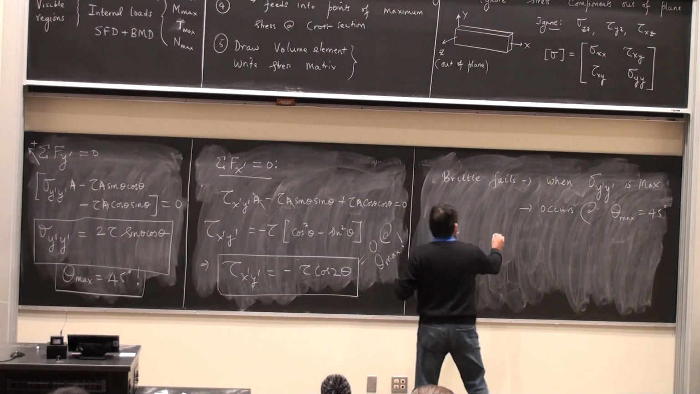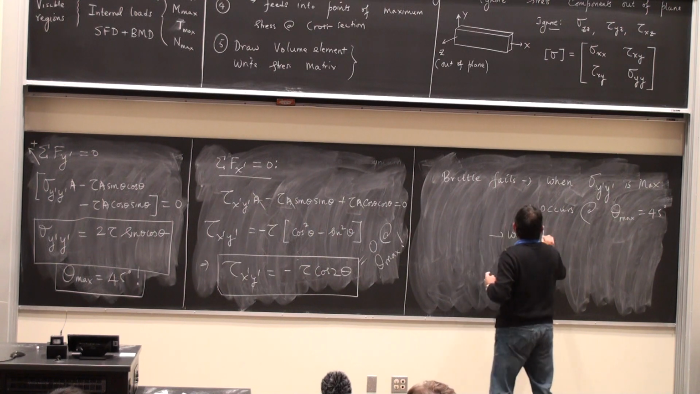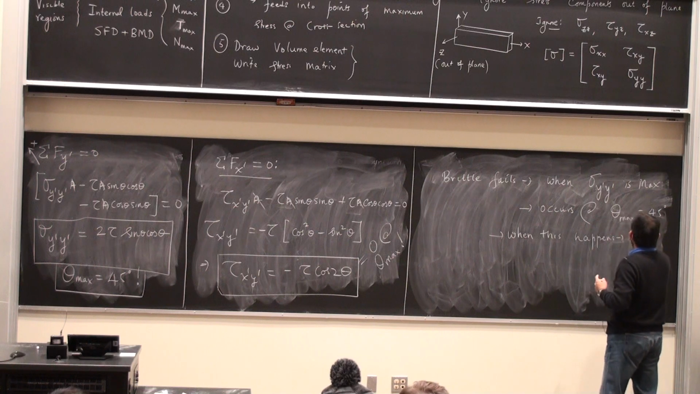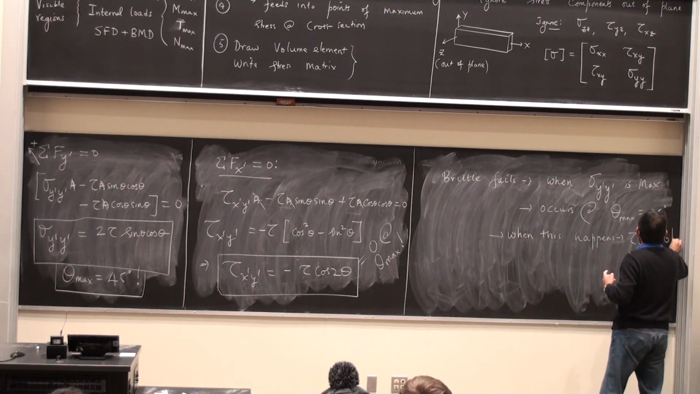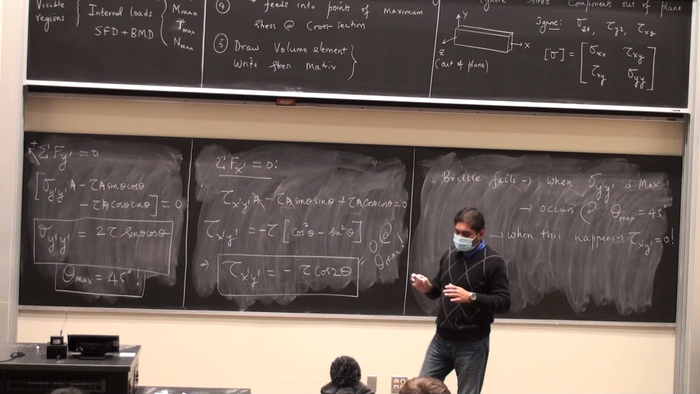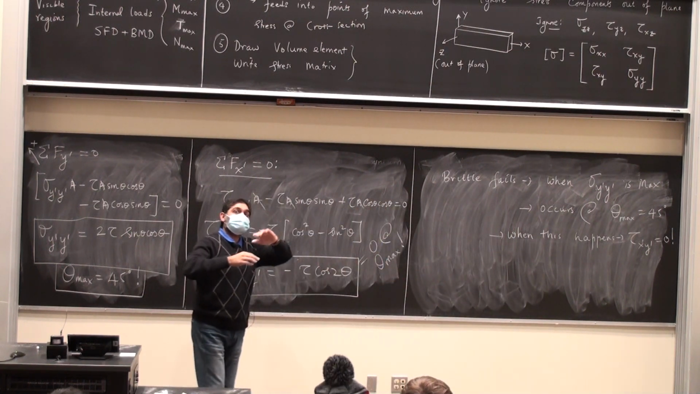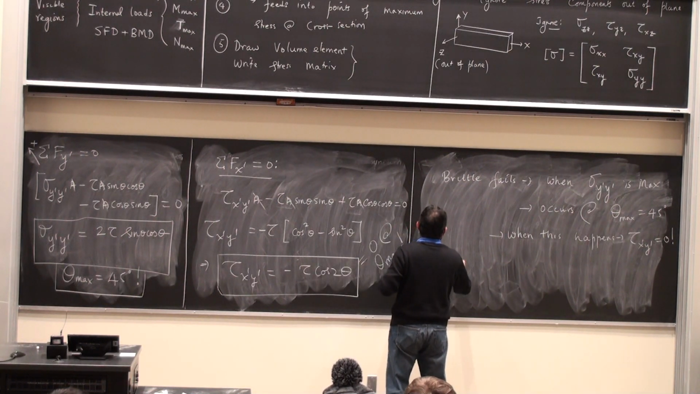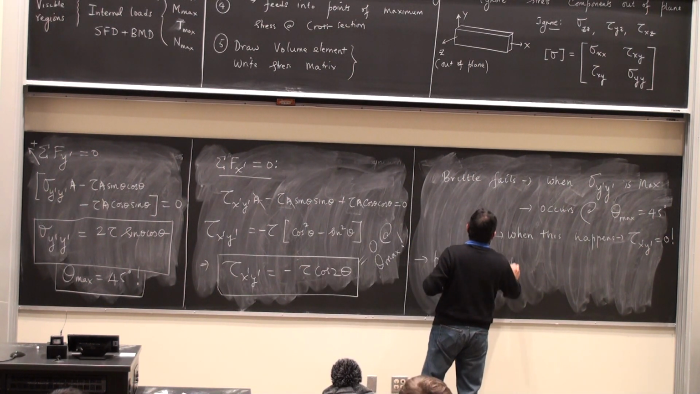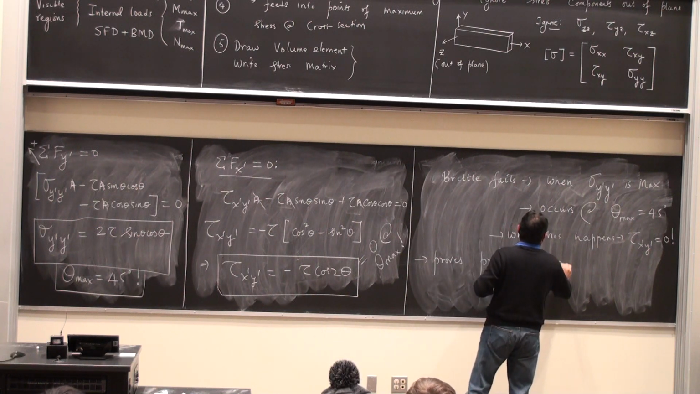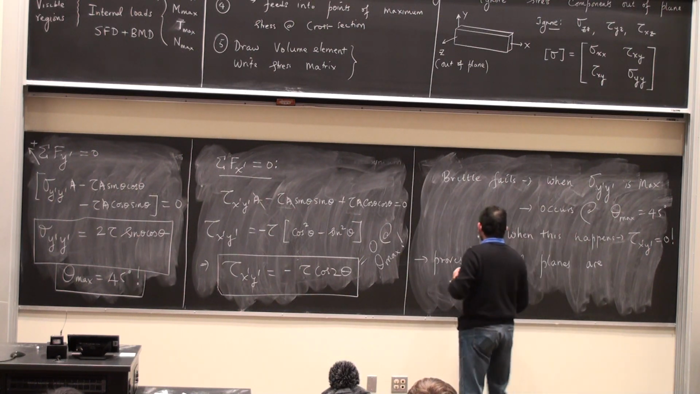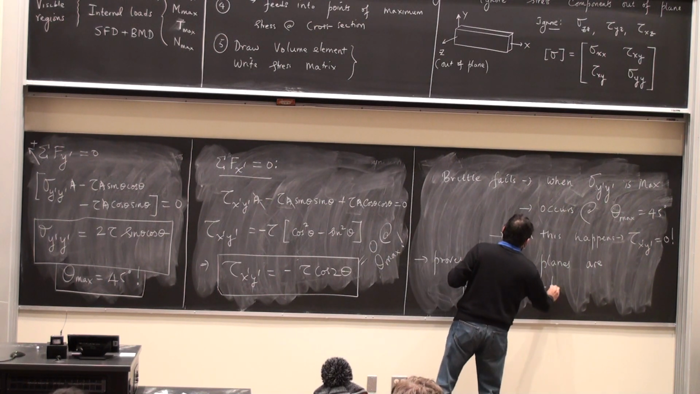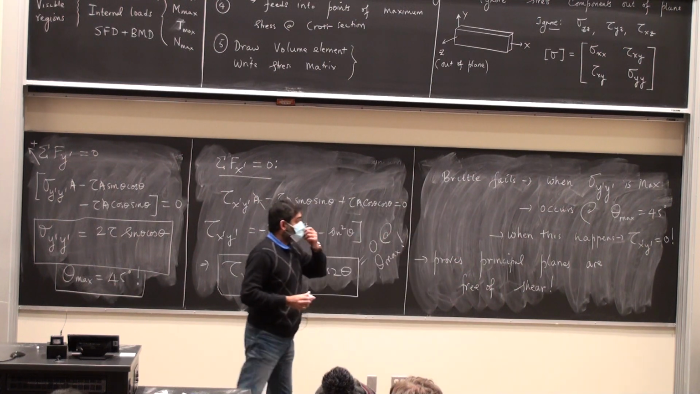And when this occurs, tau x prime y prime is 0. And so this proves that the principal planes, the planes containing the principal stresses, are free of shear. So this proves, and actually that sigma yy value is the principal stress value.